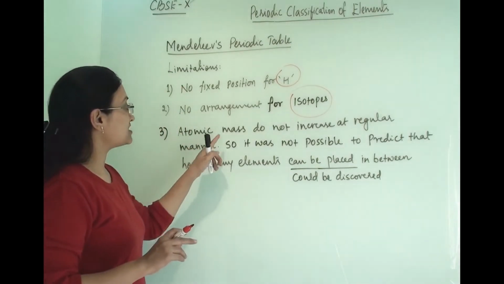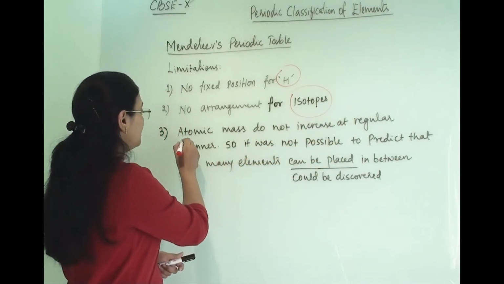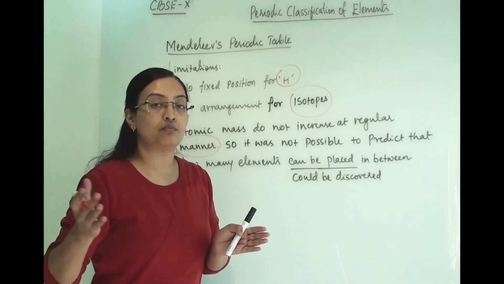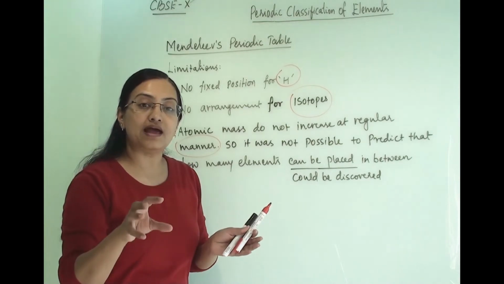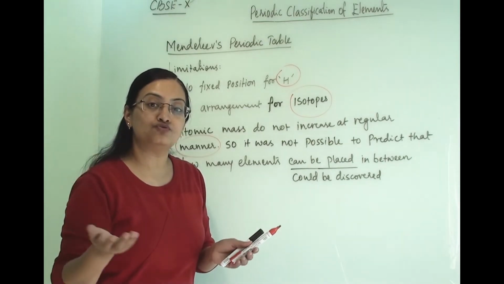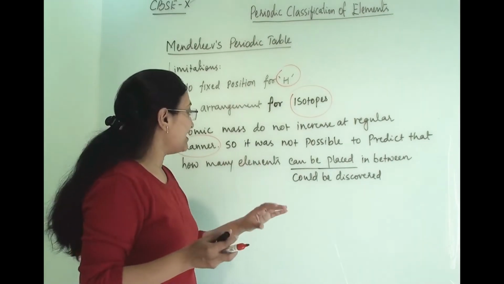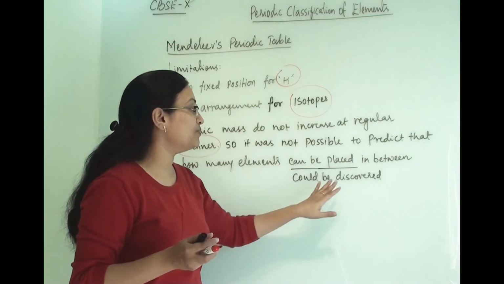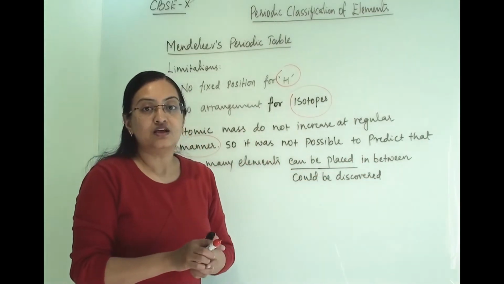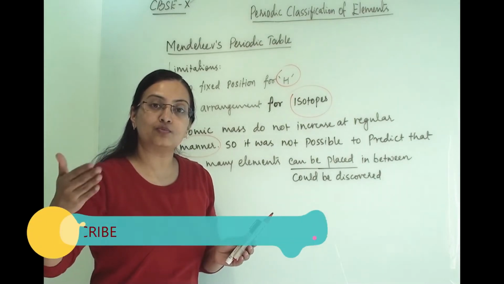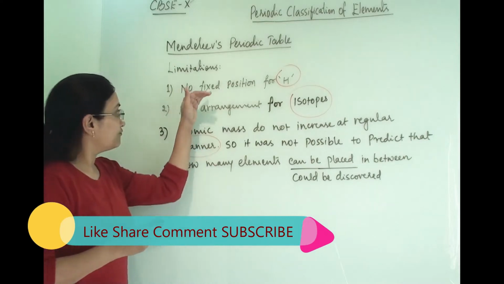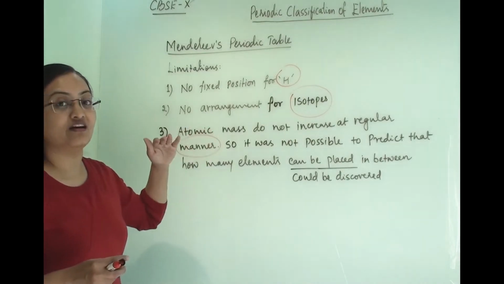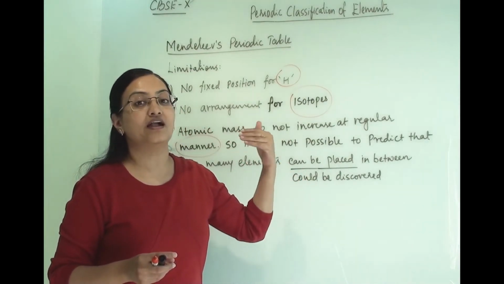Then third, atomic masses do not increase in a regular manner. This is very important. They are increasing, but not in a regular manner. So wherever he placed a blank saying this will be discovered in the future, at that time it was not possible to predict how many elements could be discovered between 2 elements, because there was no certain pattern for atomic mass to increase. So these were a few limitations of Mendeleev's periodic table, all because he arranged it according to atomic masses.